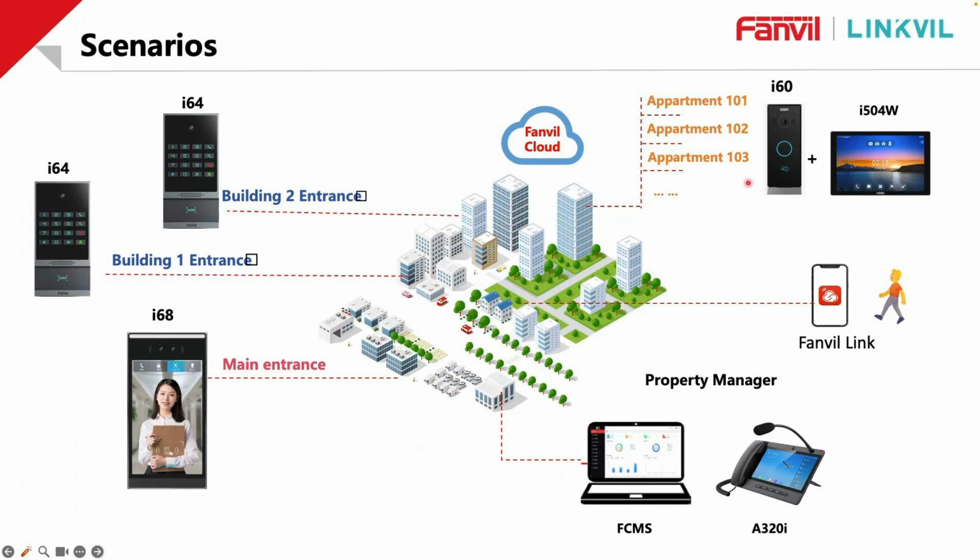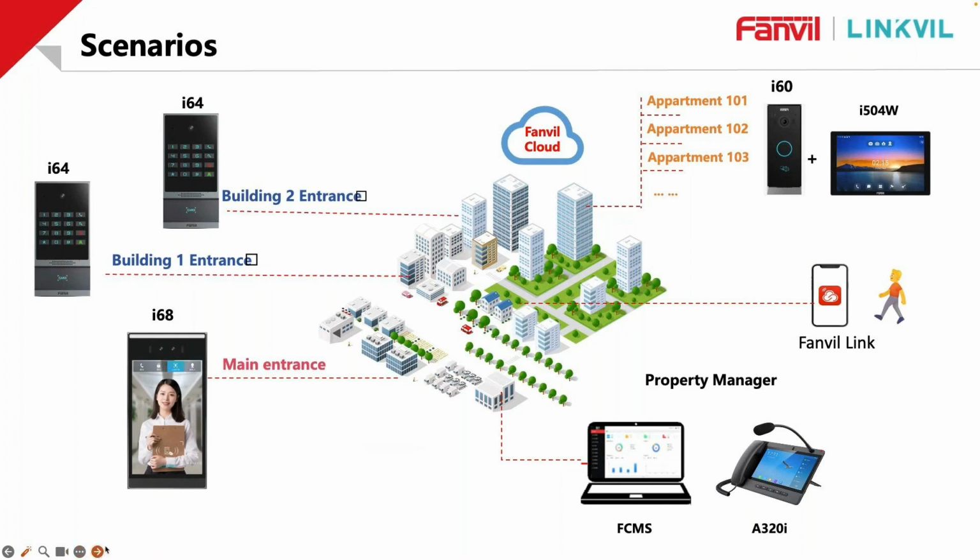Property managers use the FCMS for centralized management. Here, the property manager has control over all the departments. The end users will use the app directly through the mobile phone, together with the Fanvil app. Multiple roles such as homeowners, visitors, and property staff can interact seamlessly. So basically, this is the scenario that you can implement in community projects.